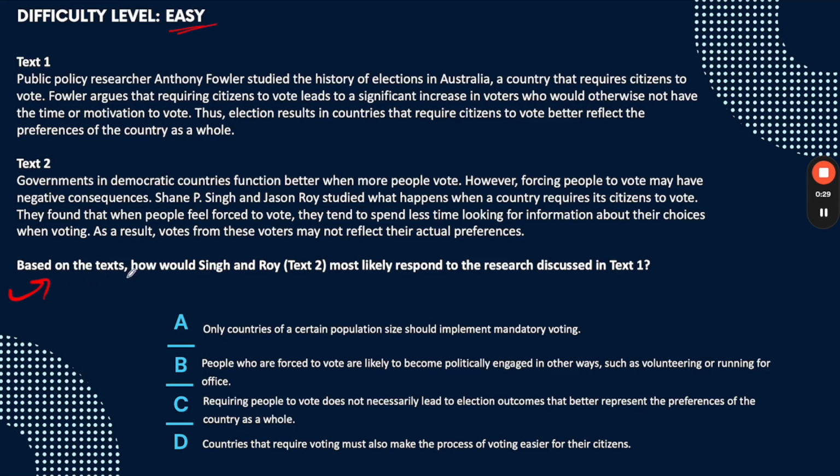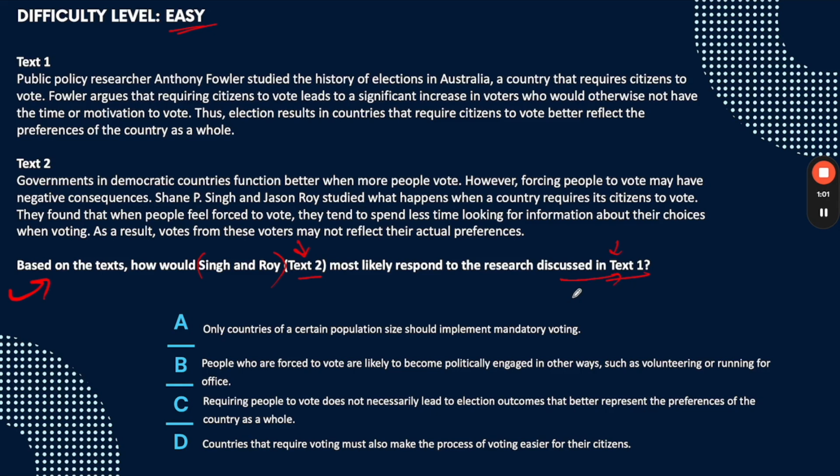Based on the text, how would Singh and Roy in text 2, so these are the people mentioned in text 2, how would they most likely respond to the research discussed in text 1? So what do I know from the question stem alone? I know that there are two people, Singh and Roy, mentioned in text 2, and I know there's a research that's been talked about in text 1. What I need to do is identify how Singh and Roy would react to that research that's been discussed in text 1.